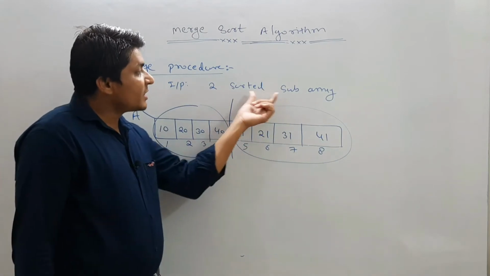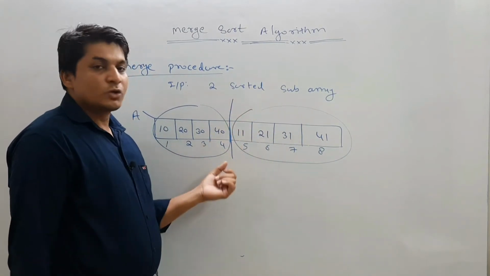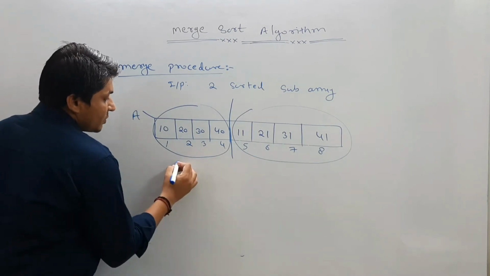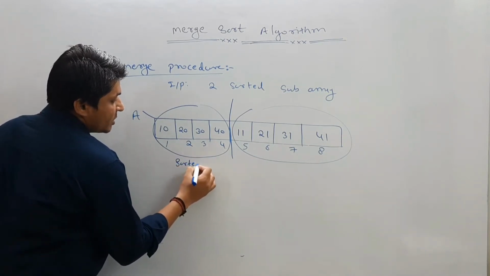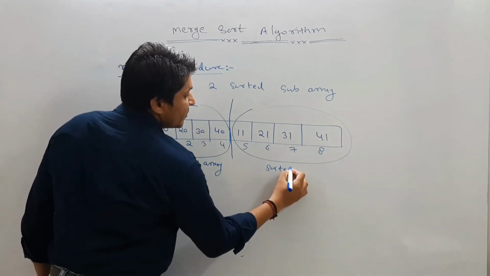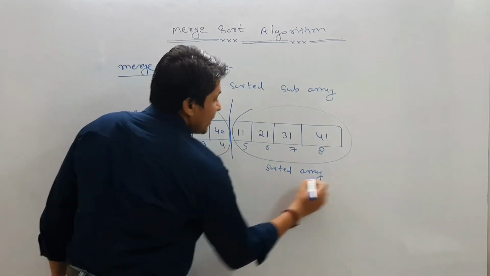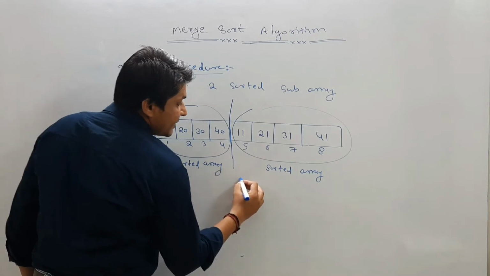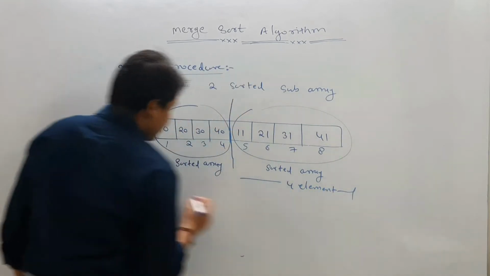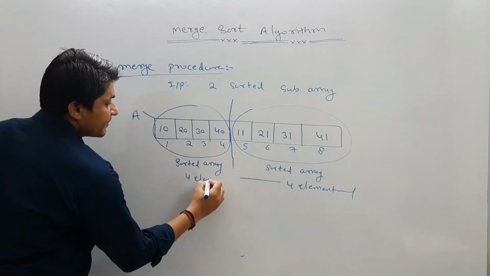Now we must understand how we can merge these two sorted subarrays into one common array. So let's suppose this is a sorted array, and this is another sorted array. Now how many elements does it contain? It contains 4 elements. It also contains 4 elements.